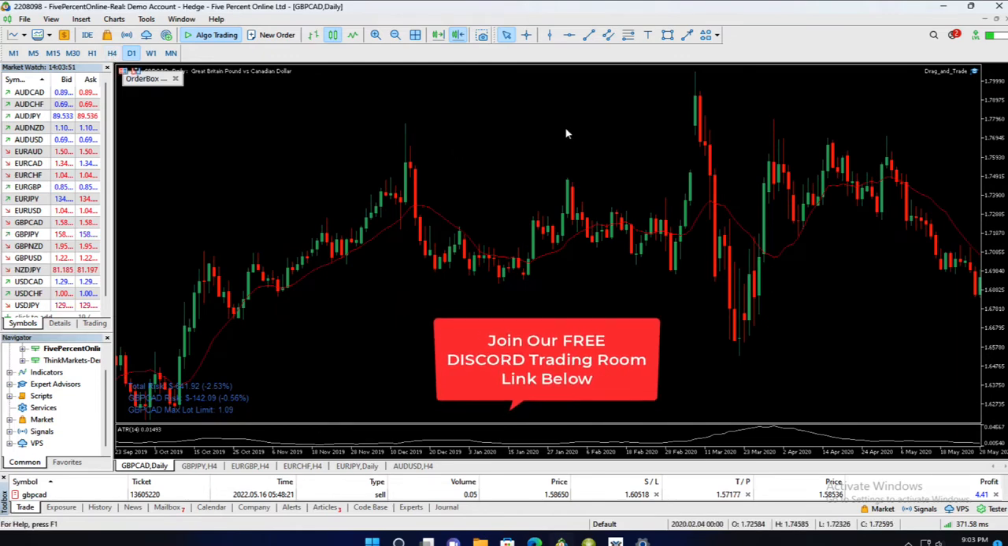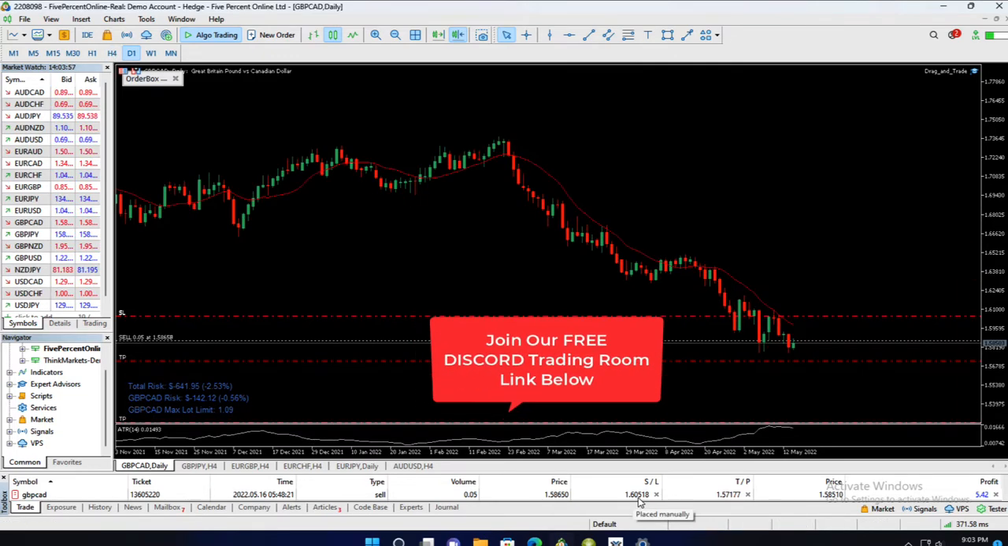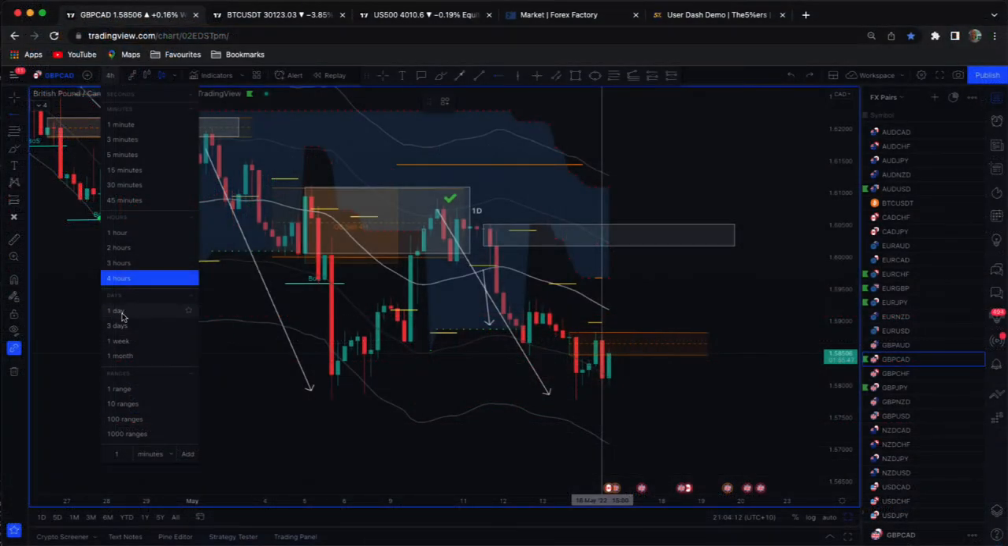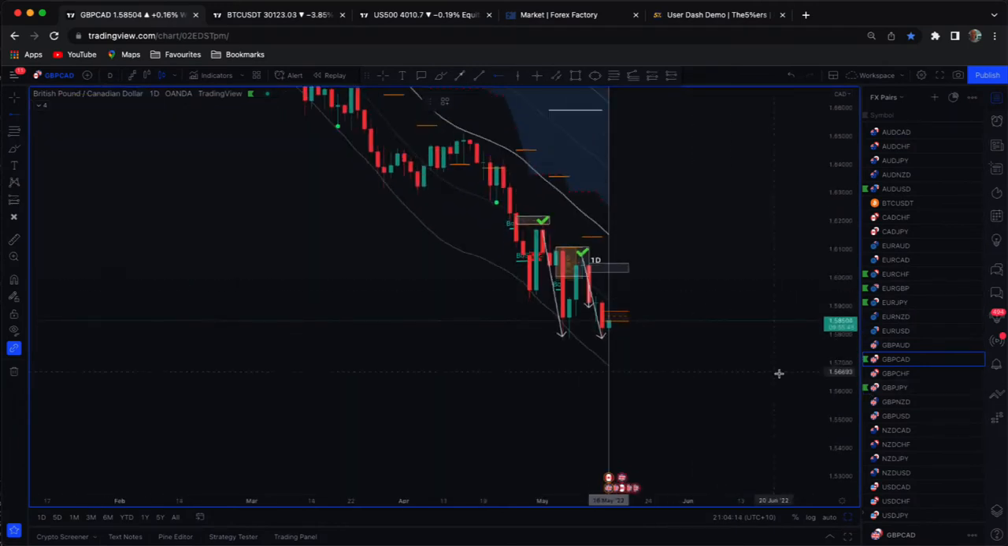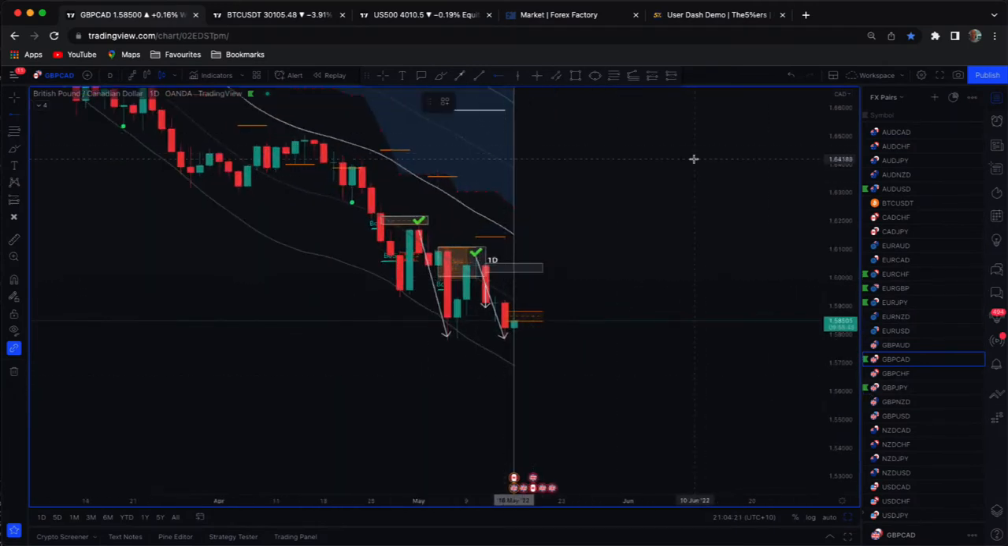In any case, stop loss at 1.60518. Take it out to the daily. So I'm giving this plenty of room to breathe. 1.60 is up here, up around this other order block.